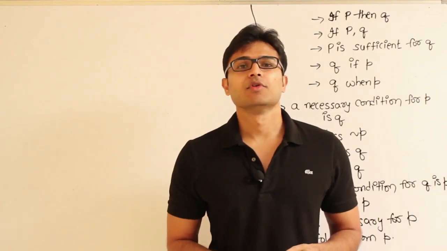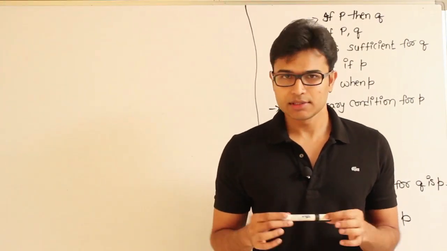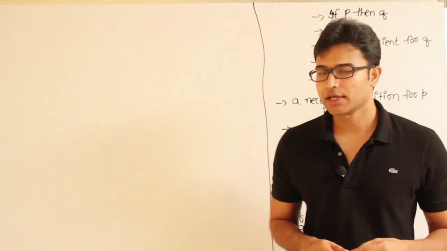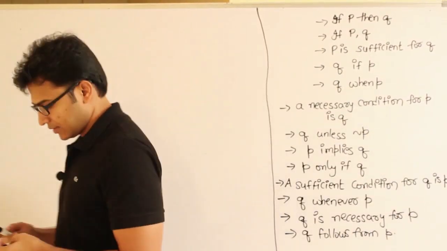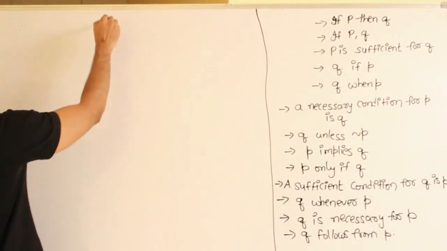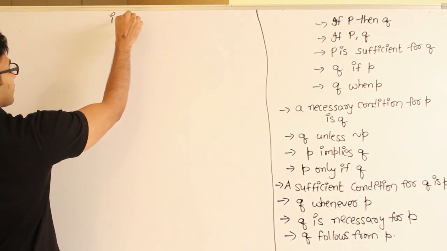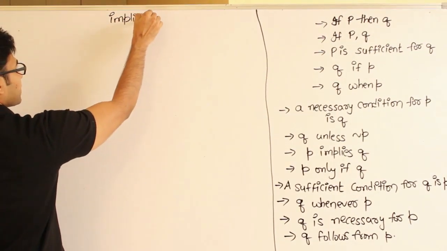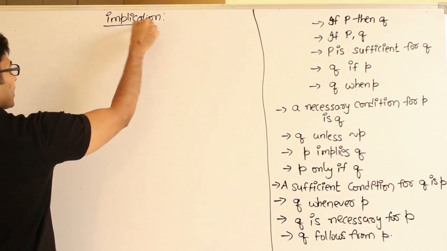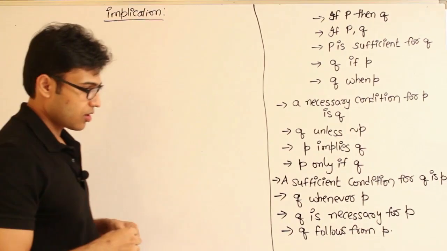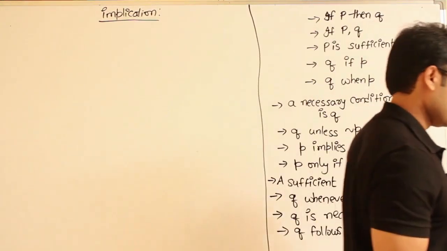Now we shall talk about the most important connective in this mathematical logic, which is called implication. In this subject this is the most important topic. Implication is a connective which is used to make compound statements from simple statements, right?